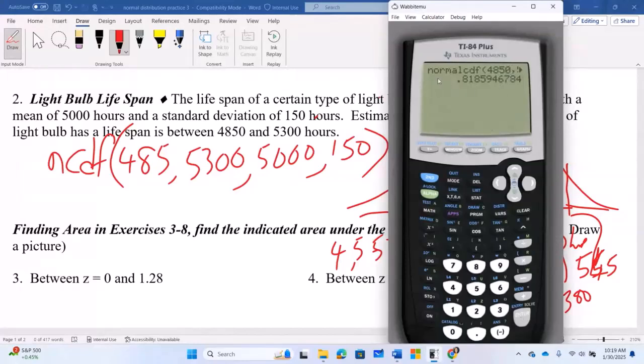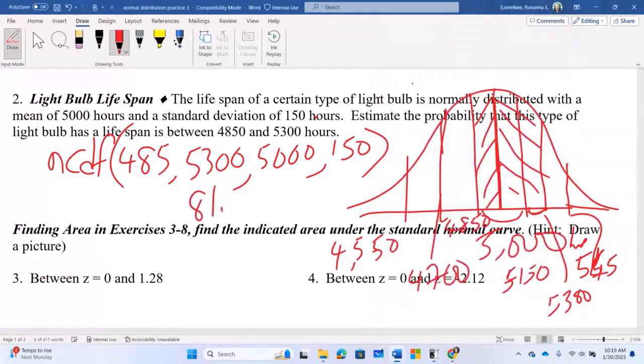81.86%. So if I look up here now, the area is in decimal, but I can always be told to change it to percent. So the area in percent is 81.86%.